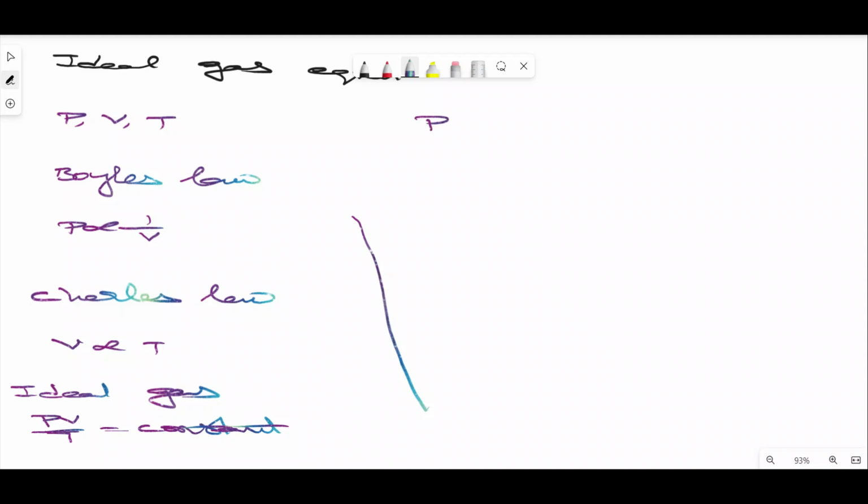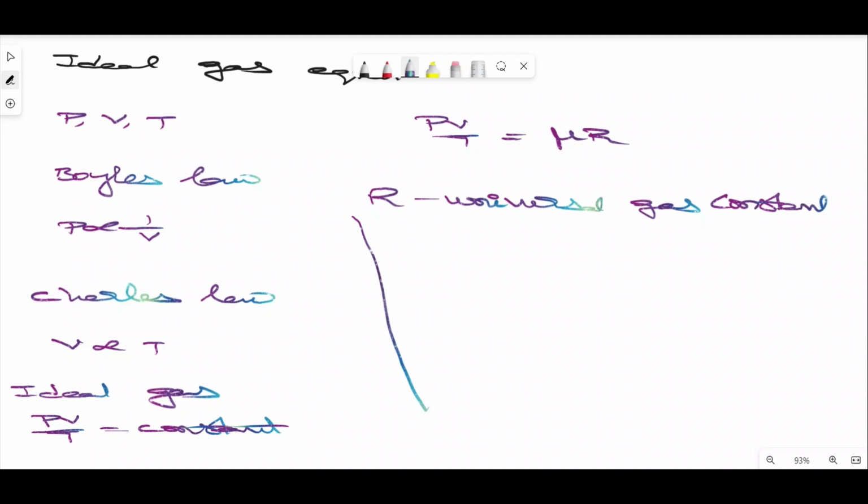Come to the case of this. Here observe that PV by T is a constant, which is being represented as mu into R, where R is a universal gas constant. Universal gas constant, and the value of R is 8.314 joule per mole per Kelvin.